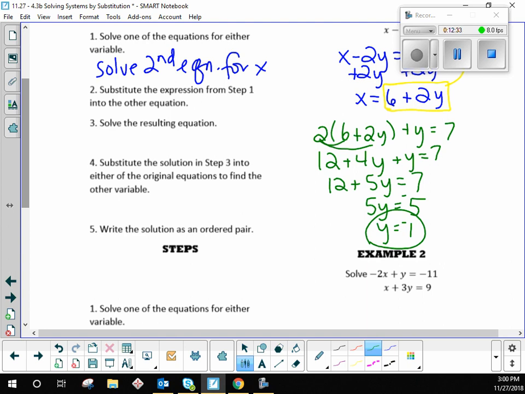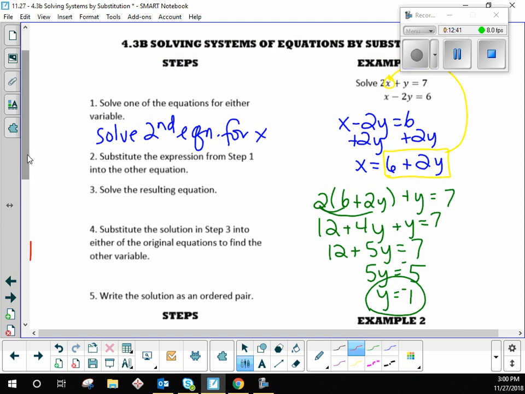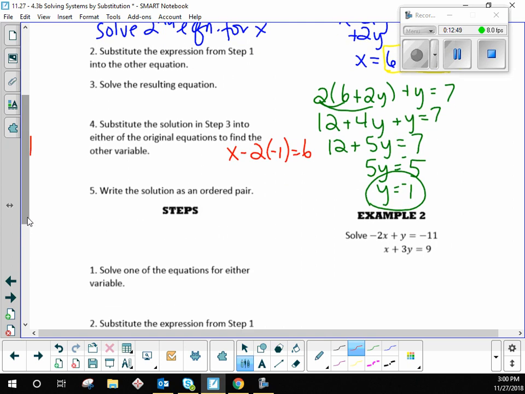Which one do you want, the first or second equation? Second? Okay. So I'm going to take y equals negative 1 and plug that into the second equation. So I've got x minus 2 times y, but now y is negative 1. What's negative 2 times negative 1? 2, and then subtract 2 from both sides. X is 4.